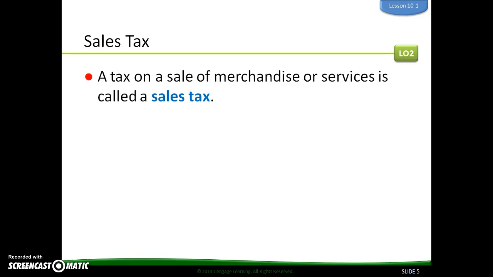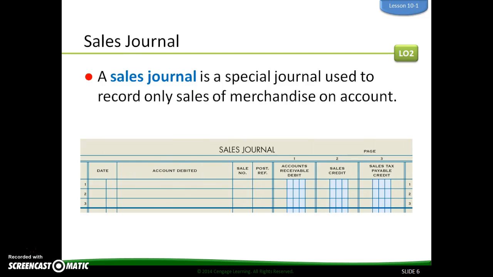And so they need to keep an accurate record of how much they collect and then have to make timely payments to the state agency so that they don't get into trouble for not collecting sales tax. So a tax on sale of merchandise is called a sales tax. And we use a sales journal to record all of the sales that we have on account, okay?